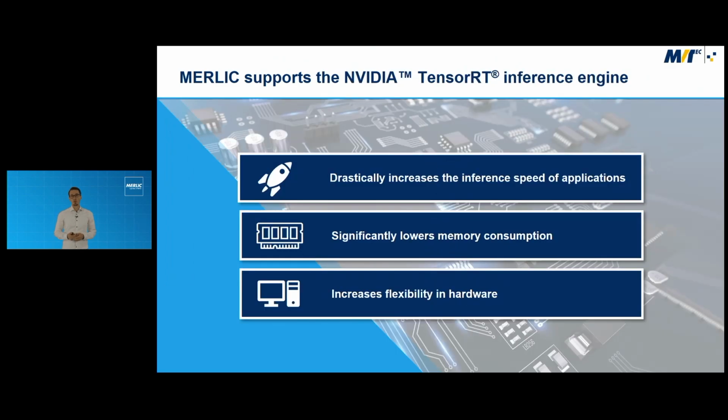The second one I will show you is NVIDIA TensorRT. This is for NVIDIA graphic cards, and if we compare this with our standard implementation of NVIDIA graphic card, it drastically increases the inference speed of your application because it's optimizing the network for the graphic card itself. And at the same time, it's significantly lowering the memory consumption. And in the end, it makes it more flexible for you to use it on your target platform.